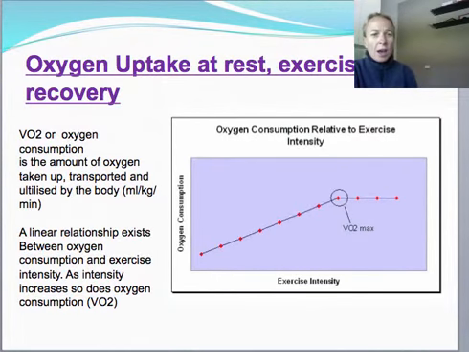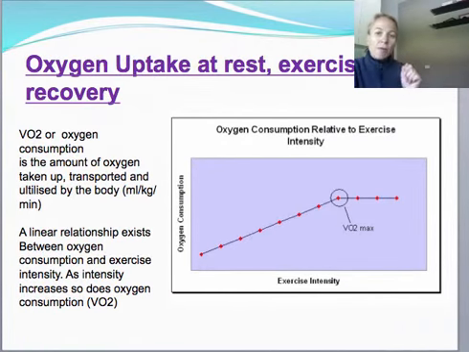So firstly, as you can recall, oxygen uptake or oxygen consumption, VO2, is the volume of oxygen taken in, transported, and utilized by the body. We measure it in milliliters per kilogram per minute. As you can see from this graph, oxygen consumption and intensity have a linear relationship, which means that as intensity increases, so does oxygen consumption.